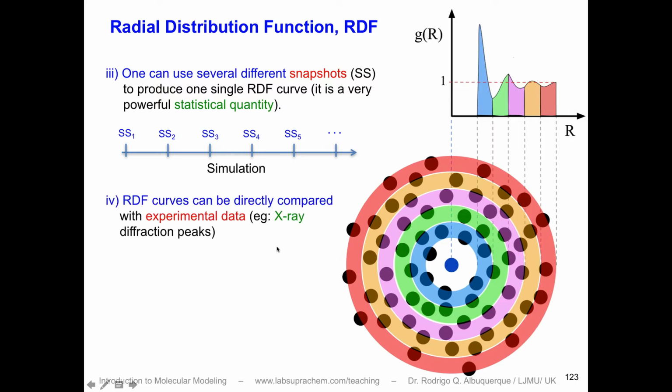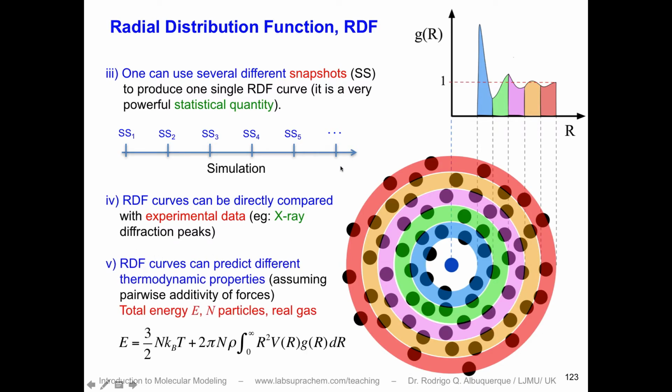We can also use RDF curves to compare with experimental data. It's a way to characterize the systems we are simulating, because from the experimental point of view, we can measure X-ray diffraction peaks, and the diffraction peaks can be compared with the RDF curves. So producing radial distribution functions is really useful to help characterize the material.